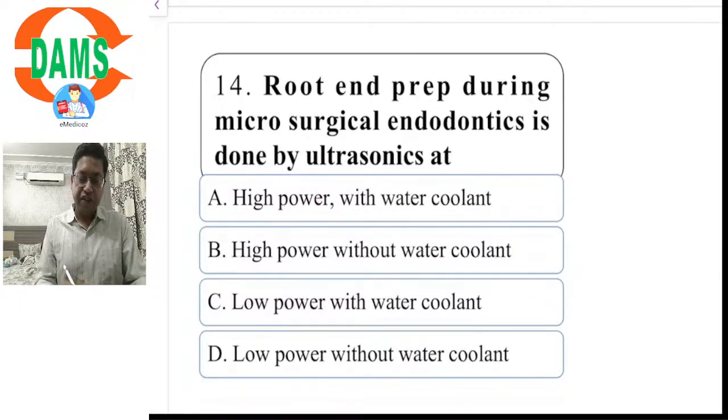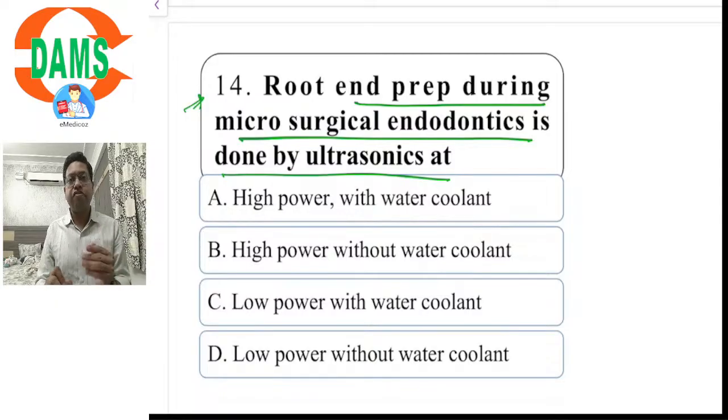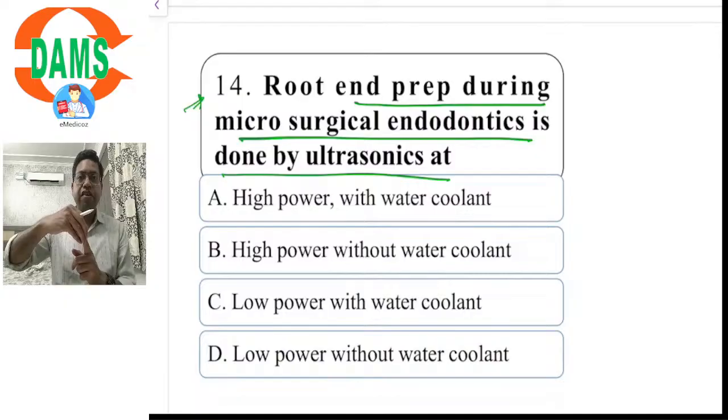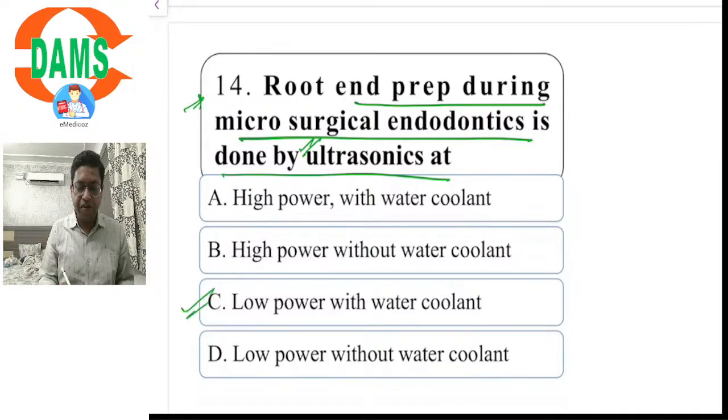Another question. The root end preparation during microsurgical endodontics is done by ultrasonics at. We know that whenever we do periapical surgery, we have to prepare the root end. Root end preparation can be done with ultrasonics, with lasers, or with a burr and handpiece. When we are using ultrasonics, what should be the method? High power with water coolant, high power without water coolant, low power with water coolant, or low power without water coolant. Option C would be the answer. We have to use low power with water coolant.